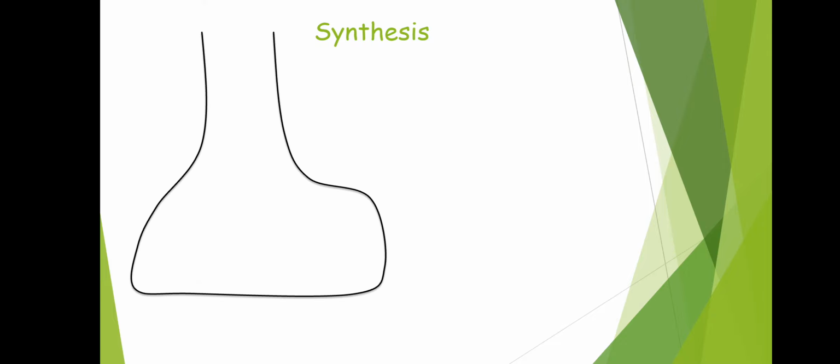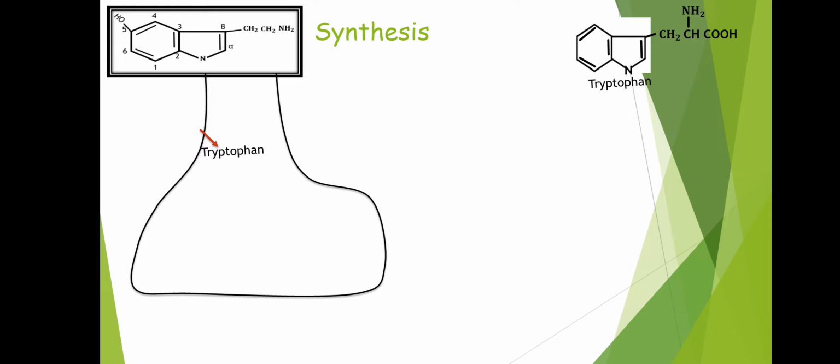So this is a nerve ending of serotonergic neuron. For the synthesis of serotonin, we require an amino acid, and that amino acid is nothing but tryptophan. So tryptophan moves inside this nerve ending. This is the structure of tryptophan. Okay, so this is the structure of tryptophan, and just compare it with serotonin.